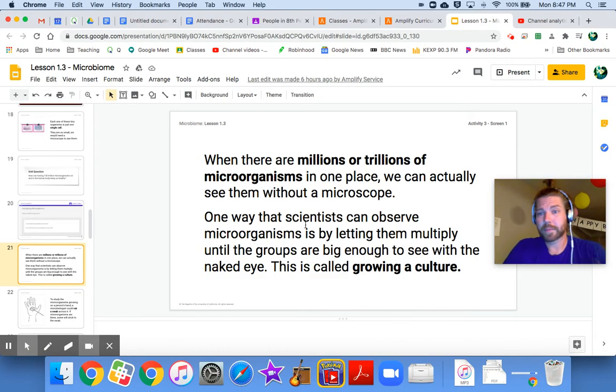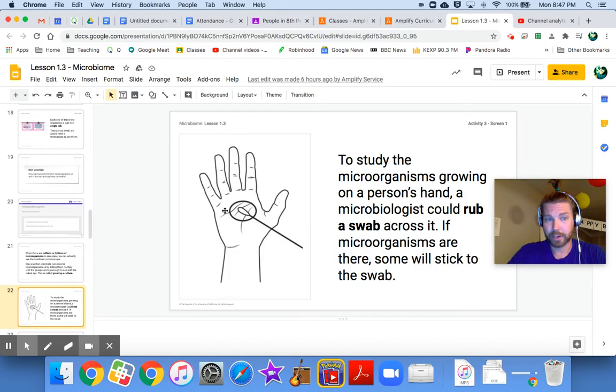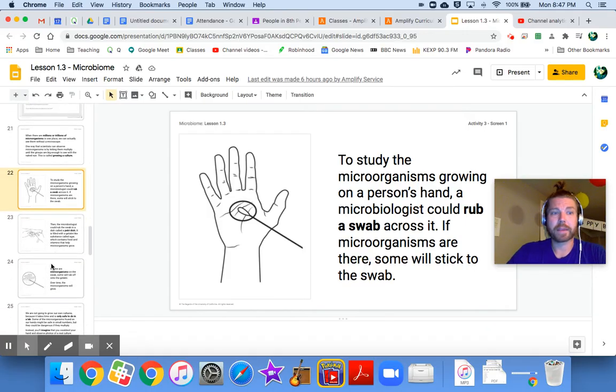So one way that scientists observe microorganisms is by letting them multiply. So it's not just one organism, but a whole pile of microorganisms. And that's called growing a culture. So let's talk about what that means and how they might do that.